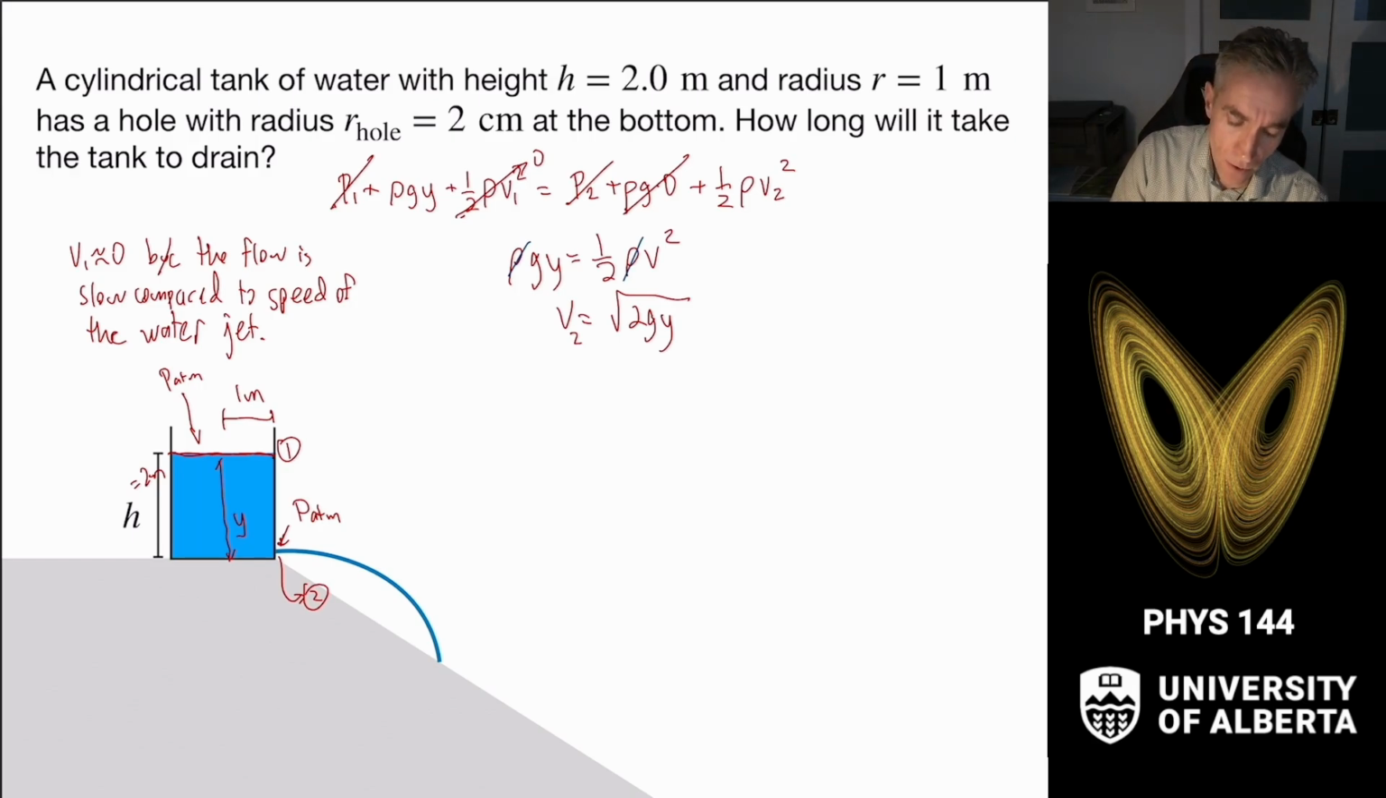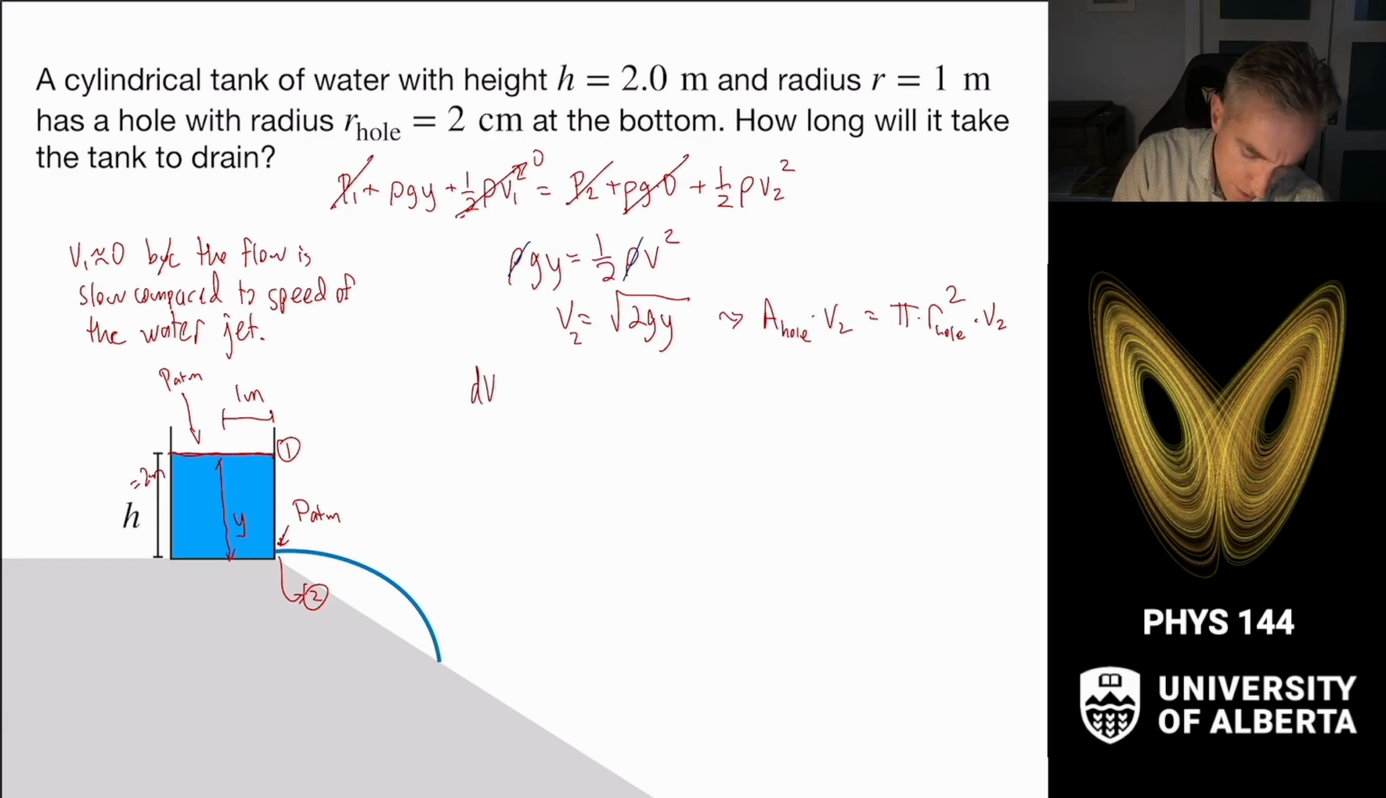So the volumetric flow rate through the hole is going to be A of the hole. Be very careful saying that variable. A of the hole times V2 is the volumetric flow rate. And I'm going to write that as pi times R hole squared times V2. And I know that that volumetric flow rate is the rate at which the volume leaves the tank. And so that's also equal to the chain.